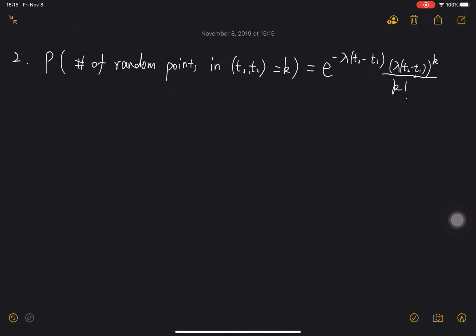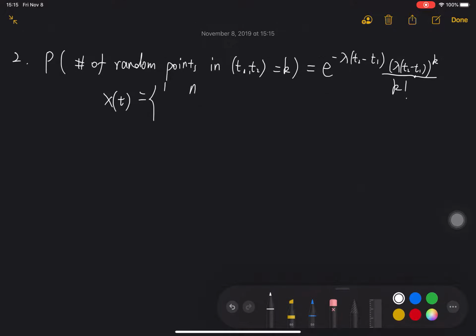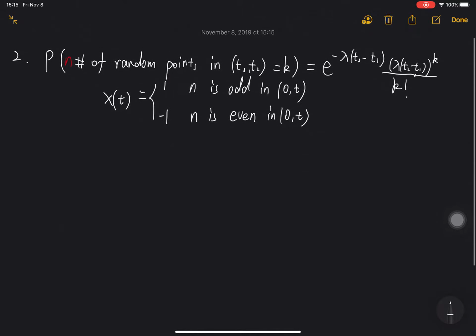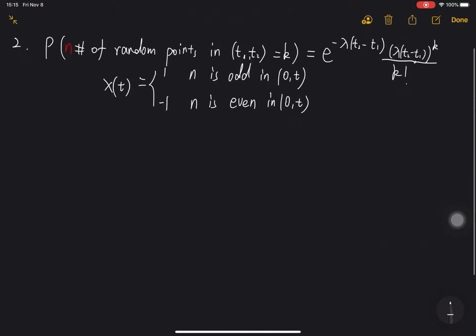And we define a new stochastic process as X(t) equals 1 if N, this is N, is odd in 0 to t, and X(t) equals minus 1 if N is even in 0 to t. Right, okay, so here we go. We just jump to the question.